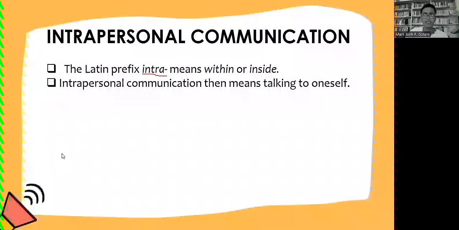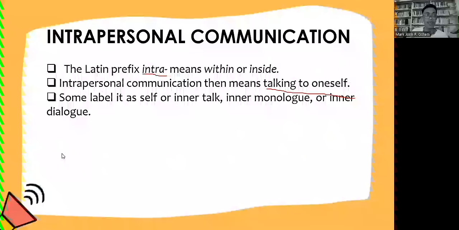Intrapersonal communication then means talking to oneself. I know this was discussed during your senior high school. So some label it as self-talk or inner talk, inner monologue, or inner dialogue. That is intrapersonal communication.